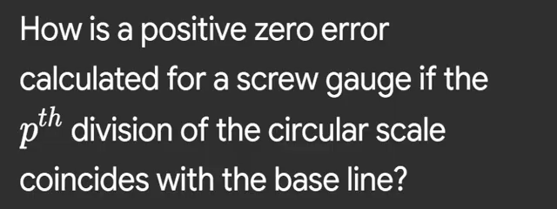And now 30th question is on your screen. How is a positive zero error calculated for a screw gauge if the P division of the circular scale coincides with the baseline?